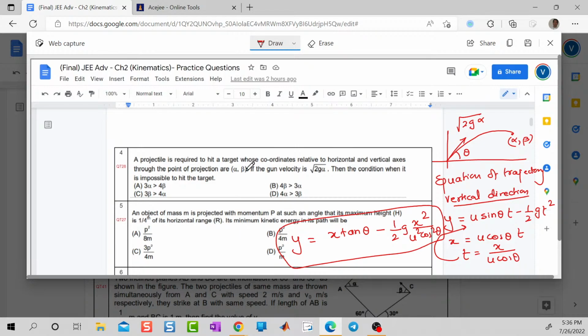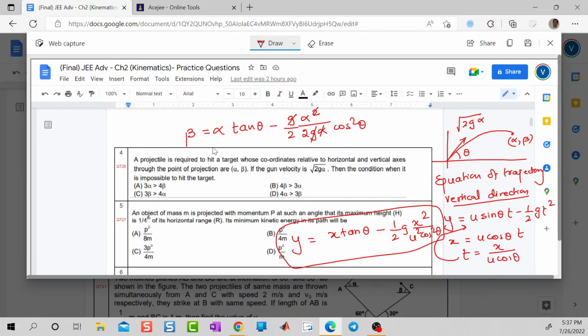So if I put in y as beta, we get beta is equal to x is alpha tangent theta minus g by 2 x square divided by u square, which is 2g alpha cos square theta. Right, beta? So I'm going to cancel out, and x is alpha. In the numerator we get alpha square. So I'm going to cancel out g from there, and I'm going to cancel out 1 alpha.